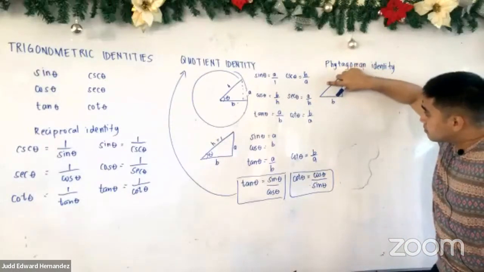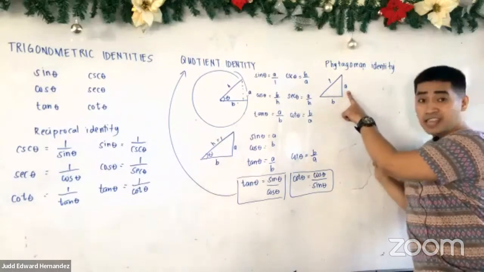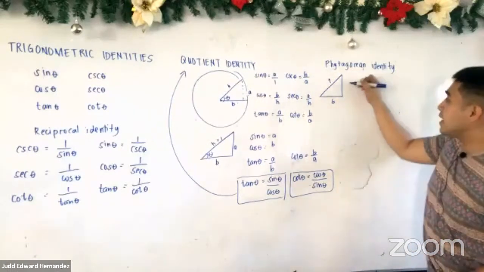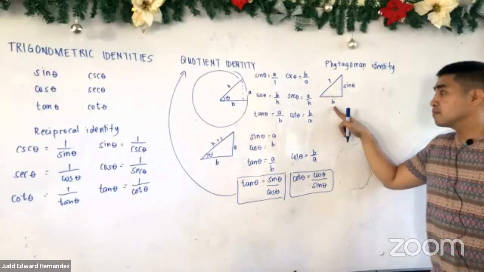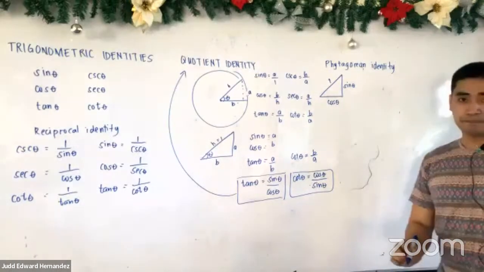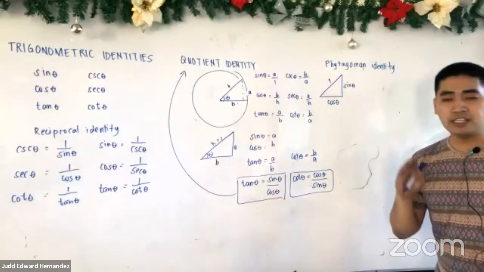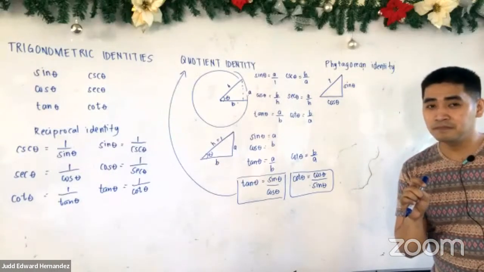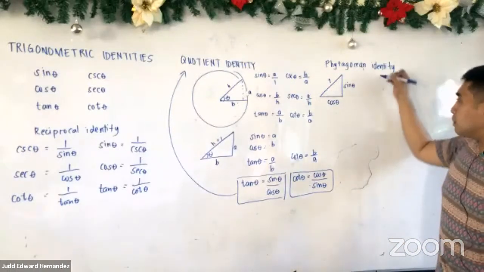This is 1. What do we know about A? Not A anymore, we call this sine theta. Is this B? Cosine theta. Look at this. Pythagorean identity. Kung tinawag siyang Pythagorean identity, dapat na-derive siya sa pamamagitan ng Pythagorean theorem. And what do we know about Pythagorean theorem?